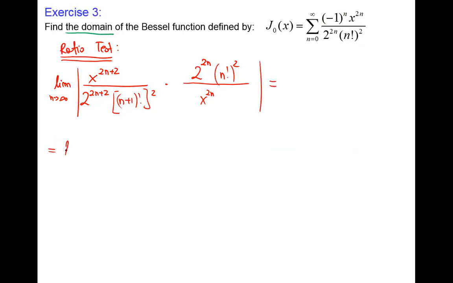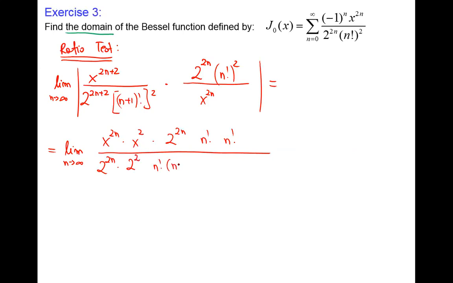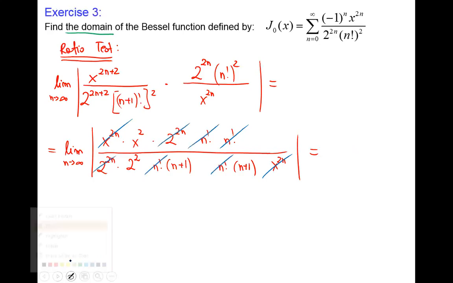Let's see if we can simplify. We have x to the power of 2n, x squared, 2 to the power of 2n, and then n factorial. I can maybe do it this way: 2 to the power of 2n, 2 to the power of 2. N plus 1 factorial, I mean n factorial times n plus 1, and then n factorial times n plus 1, because it's squared. And then 2 to the n, x to the 2n. You can probably see this is gone, this is gone, this is gone, and this is gone. Let's see what's left.